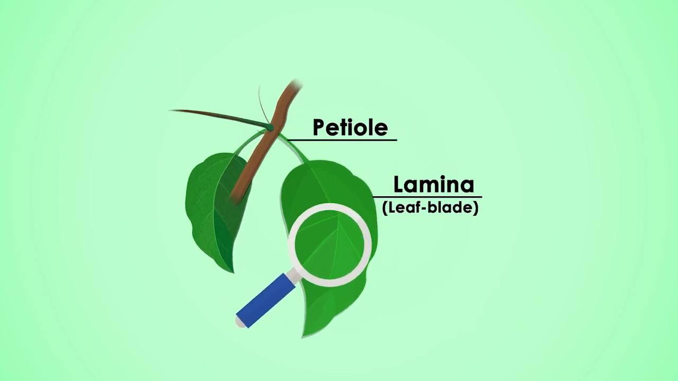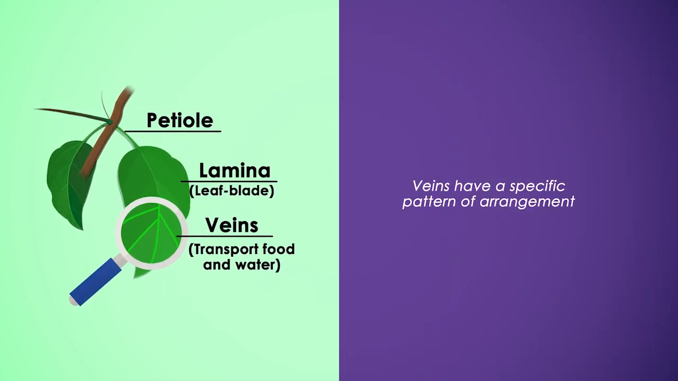If you take a closer look at the leaf, you will notice these thin lines on its surface. Can you guess what these are? Well, these are veins. Veins are small, thin pipelines that transport food and water to different parts of the leaf and plant. Do you think all leaves have the same type of veins? No, they don't. Veins have a specific pattern of arrangement that is termed as venation.